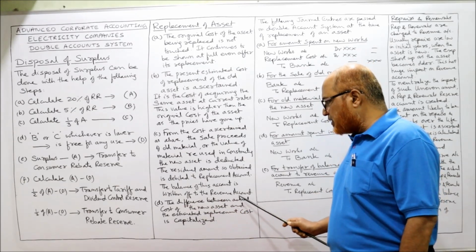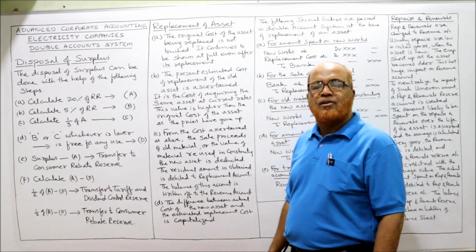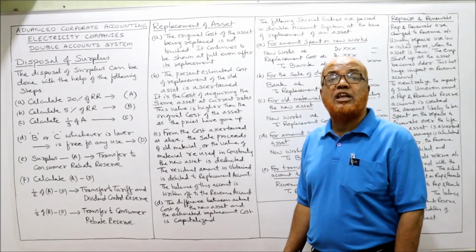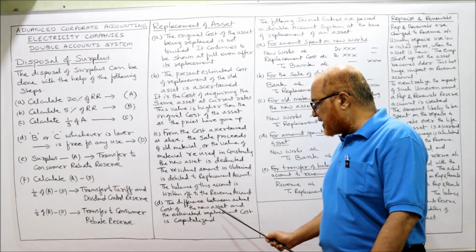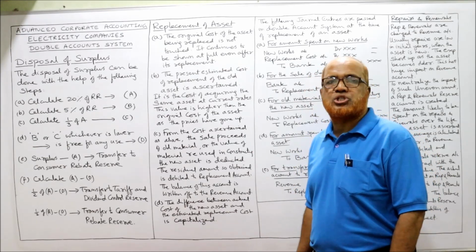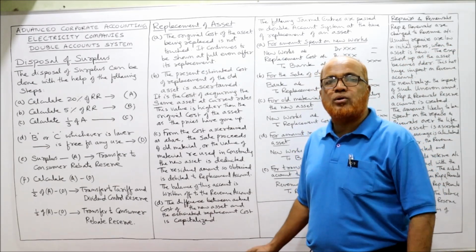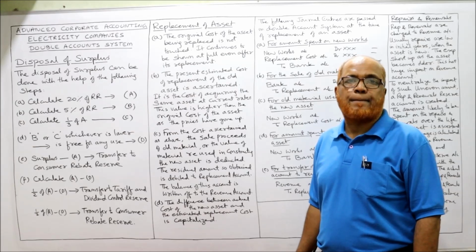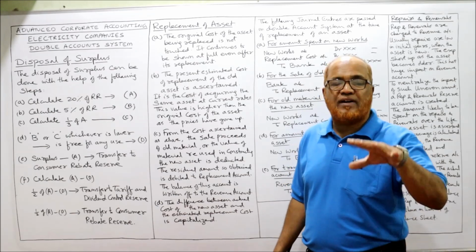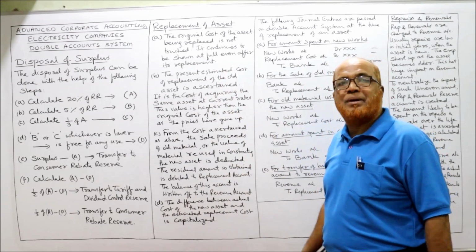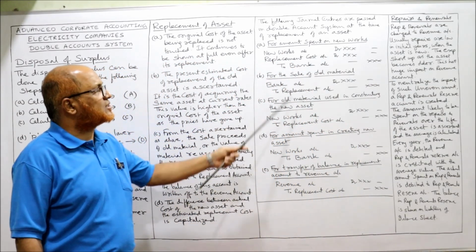Then the difference between the actual cost of the new asset and the estimated replacement cost is capitalized. We find out the actual cost of the new asset. From that, we deduct the estimated replacement cost, which we already got. The remaining amount of the asset will be capitalized. All these steps I am going to apply in the coming video while solving the problem on replacement of asset. Now, what are the journal entries to be passed in case of replacement of asset?